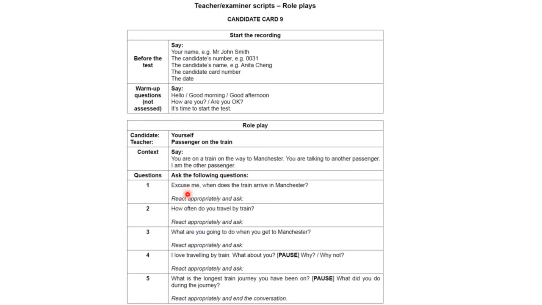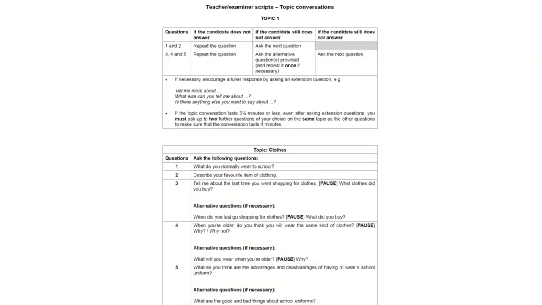So this is the question. Excuse me, when does the train arrive in Manchester? And then you answer. Okay, so the answer is so simple and straightforward. So and so on. Then you finish the role play. After that, you get the topic. In here, the topic is clothes, and they would ask you questions like in the Cambridge second language exam. Okay, what do you normally wear at school? Describe your favorite item of clothing, etc. So this is so similar to the second language, but with fewer questions.